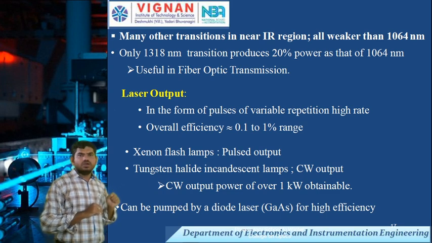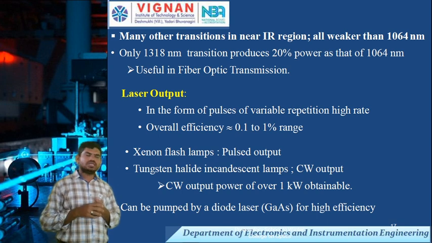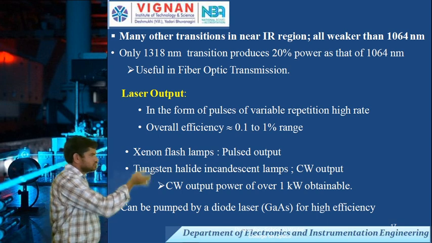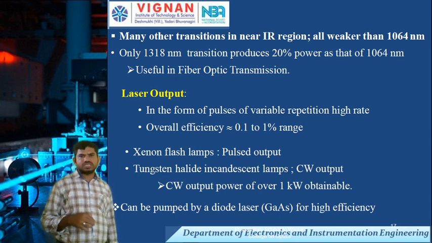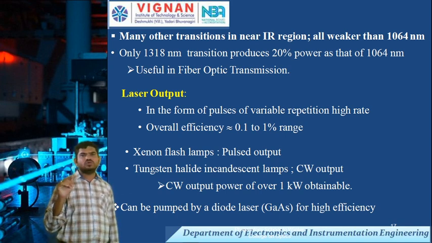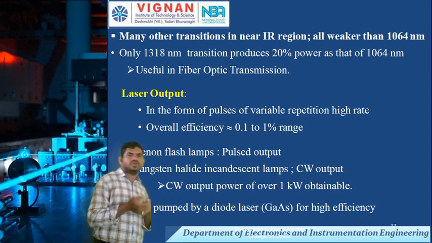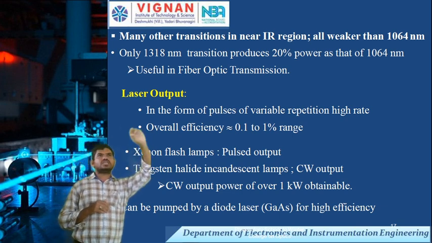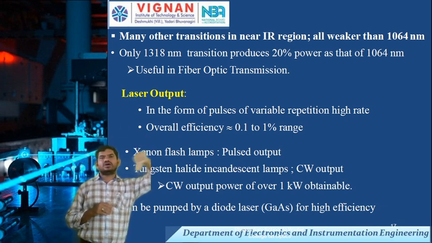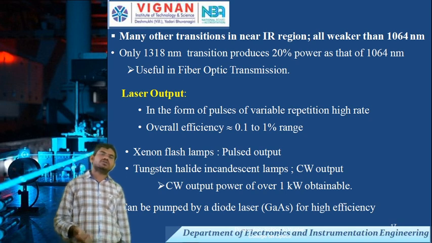Okay, it is useful in fiber optic transmission. The laser output we are getting is either continuous output or pulsed output. For pulsed output, the efficiency is in the range of 0.1 to 1%. When we are using a xenon flash lamp, the output of the laser is pulsed output.